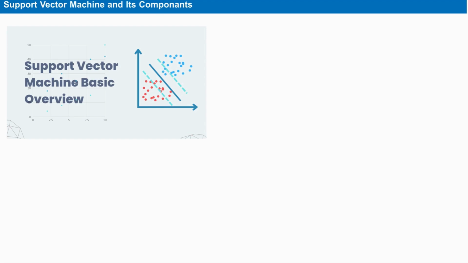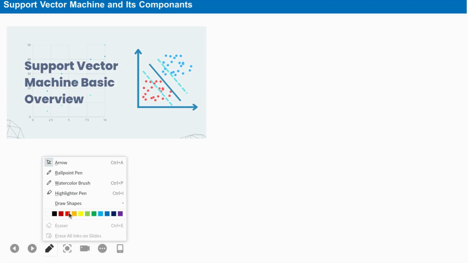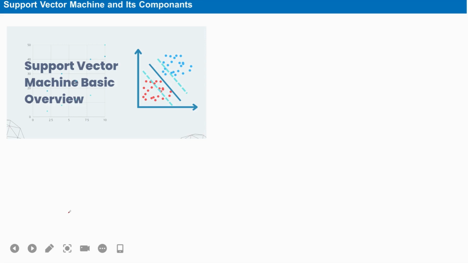The support vector machine is a supervised machine learning algorithm. It is used for regression and also for classification. As compared to logistic regression and linear regression, this algorithm is a very effective algorithm. So what are the special things which make this algorithm effective? Let's understand that first.